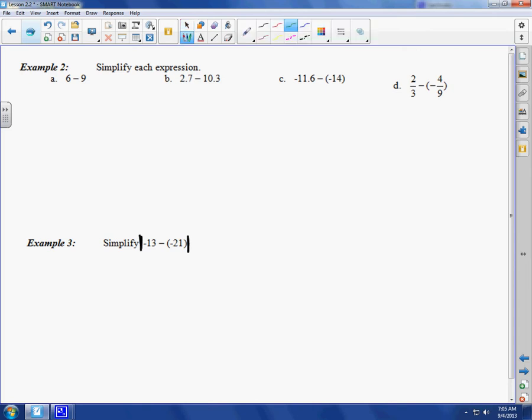Okay, so first we have 6 minus 9. You can change it to 6 plus -9, which means they're different signs, which means I subtract and I get 3, and I keep the sign of the bigger number. Or if you can do that in your head, you just know that it's -3. So then the next one is 2.7 minus 10.3, which is -7.6.